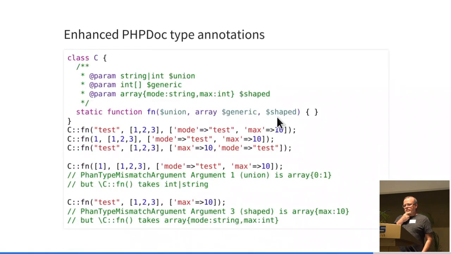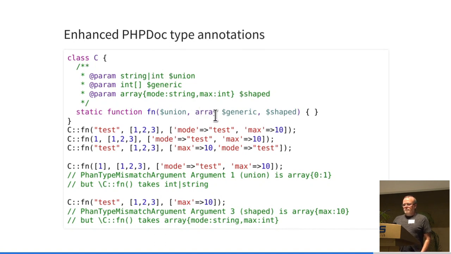It also lets you do enhanced PHP doc type annotations. So here we have a function fn that takes a variable called union, which is not typed at the PHP level because it can take either a string or an int. And PHP itself does not support union types, so you can't add a type here. So this is where a Fan type can help you, or PHP doc type. We say this can be either a string or an int.